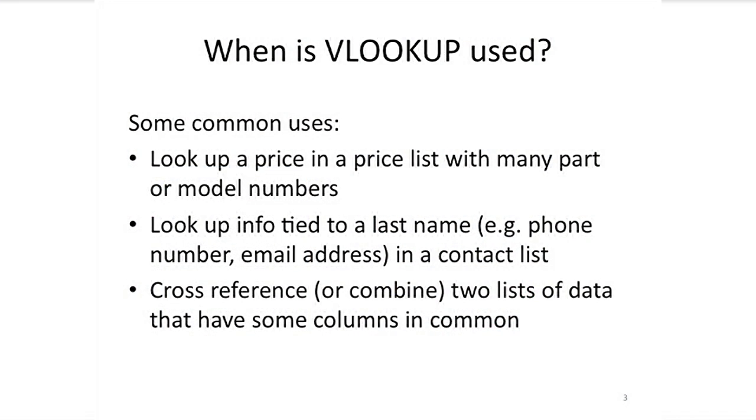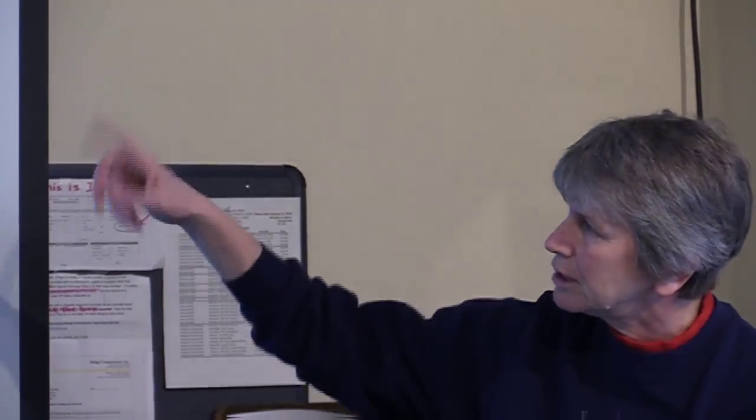And then another kind of interesting way of using it is, well, you've got two spreadsheets with different information, but that have at least one column that's the same across both spreadsheets. You can then use VLOOKUP to combine those spreadsheets into a common, master spreadsheet that has the information from both captured in a single spreadsheet. Okay, we'll do some examples of those.